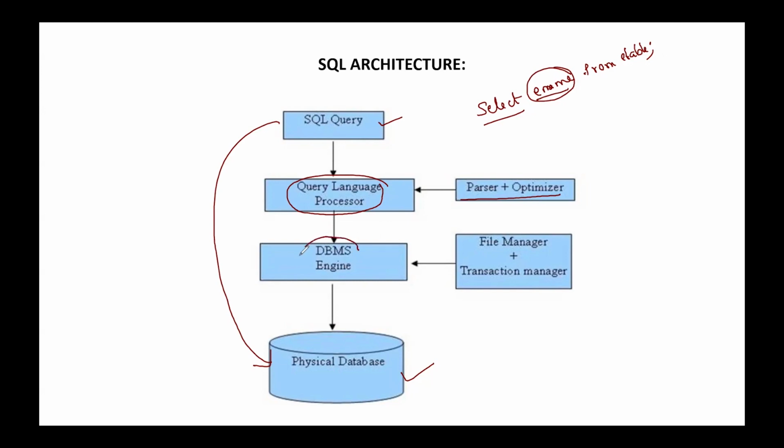Okay. Then there is something called the DBMS engine. With the help of that, we further divide the SQL query and try to understand the meaning. Along with that, there is a file manager and transaction manager which support the DBMS engine. And then the required data is accessed from the physical database. Whatever required data we have, we try to optimize it here. Once we reach the physical database, the required data is collected and shown to the user. So this is how a SQL architecture looks. You need to learn this diagram.